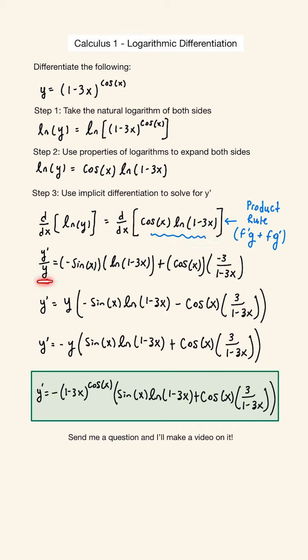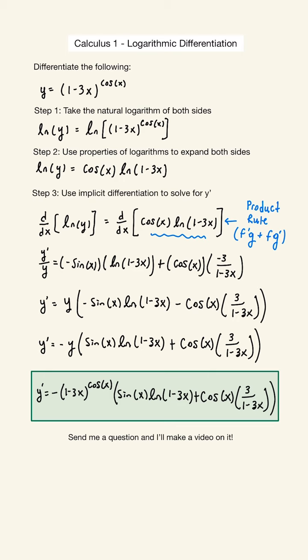So here we have our derivative on the left-hand side, and our f prime term is going to be the derivative of cosine x, which is negative sine of x. We're going to leave the second term alone, which is the second step in our product rule. For the third step, we'll leave the first term alone. And for our last step, we'll take the derivative of ln of 1 minus 3x. And we know that that's negative 3 over 1 minus 3x.